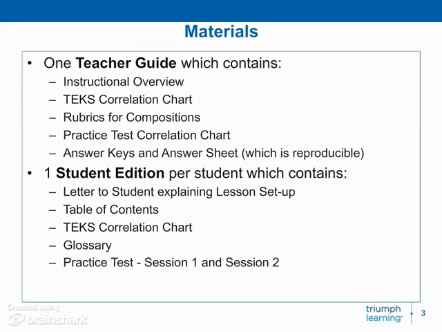Once you get your materials, please look through them to acquaint yourself with each piece. The teacher guide contains a brief instructional overview, the TEKS correlation chart, rubrics for grading the compositions, a correlation chart for the practice test, answer keys for all of the lessons, and a reproducible answer sheet for the practice tests. The student edition contains all the lessons that the teacher might implement, a TEKS correlation chart, a glossary, and practice test session 1 and session 2.